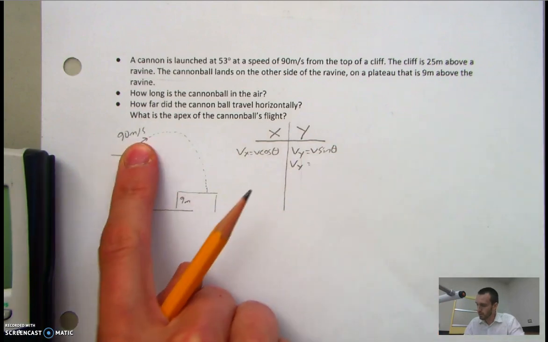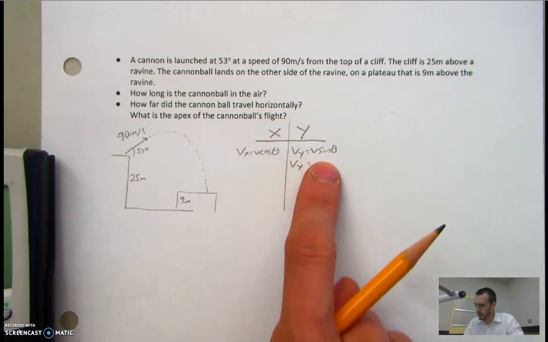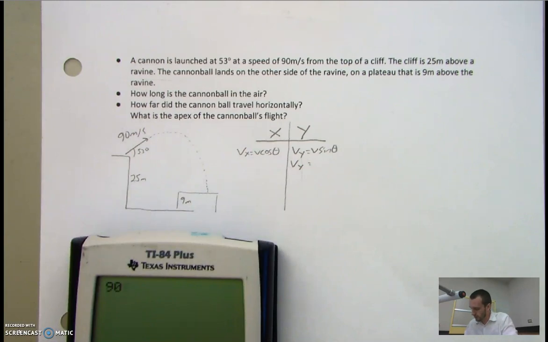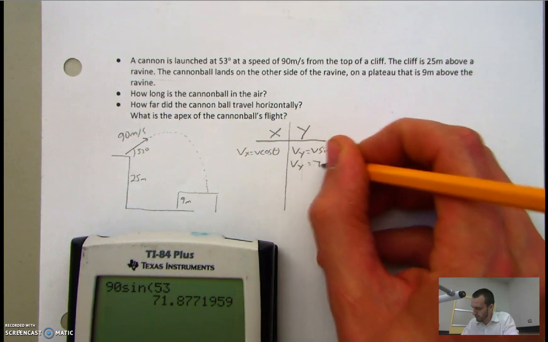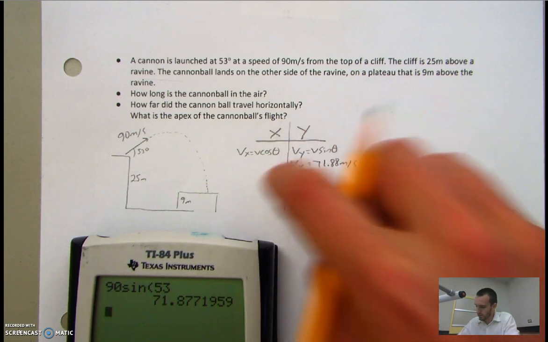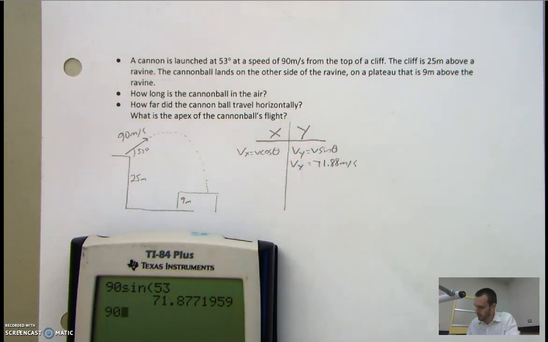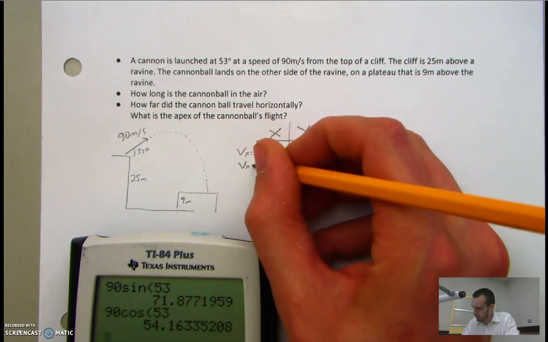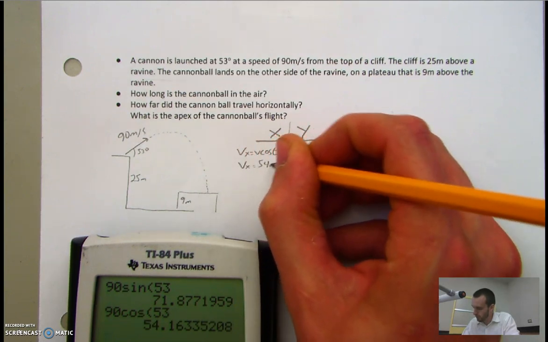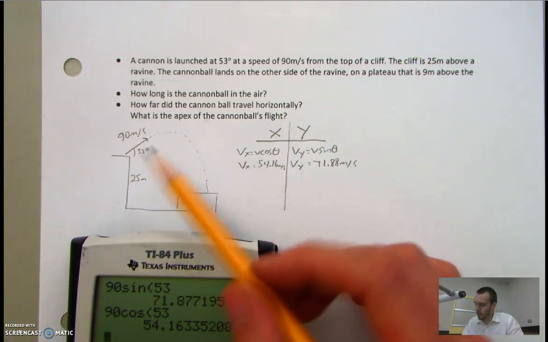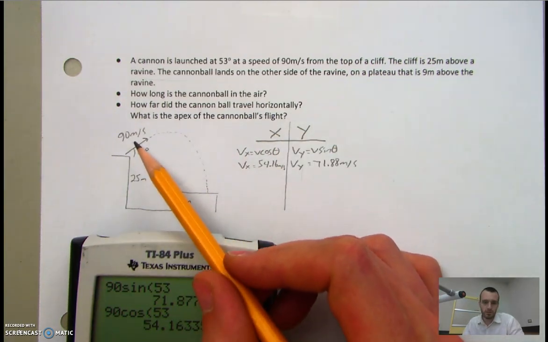Vy is going to be equal, now when I plug this in, it's going to be 90 sine of 53. So I'll show you that real quick. 90 sine of 53. And that is going to be for our y component of velocity, 71.88 meters per second. Do the same thing, or a similar thing I should say, but 90 cosine of 53 for the x component, and our x component of velocity is 54.16 meters per second.